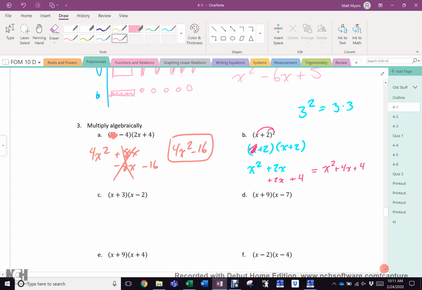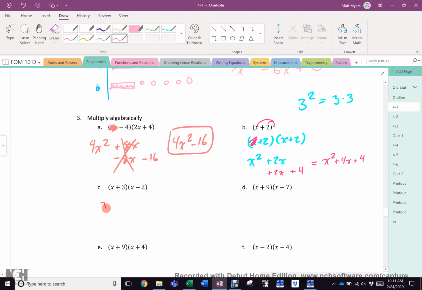Yeah, right. What's this one? That is, of course, x squared minus x, plus x minus 6. Everyone is good? That is, of course, x squared plus 2x minus 63. That is, of course, x squared plus 13x plus 36. And that is x squared minus 6x plus 8.